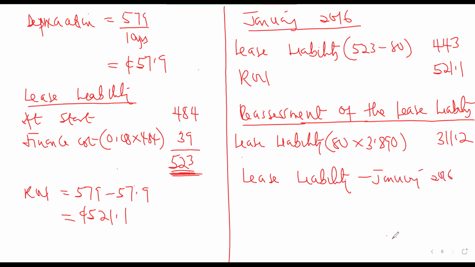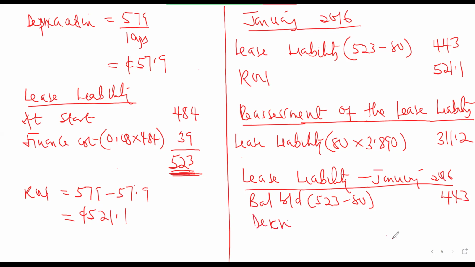So we now reduce the lease liability at January 2016. So we now have the balance brought down. The balance brought down will be 523 minus the 80 that we have paid, and that will give us 443. So there will be a decrease in the lease liability as a result of reassessment. So the reduction is what? Then we come to the new liability.